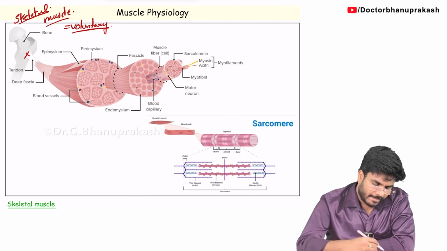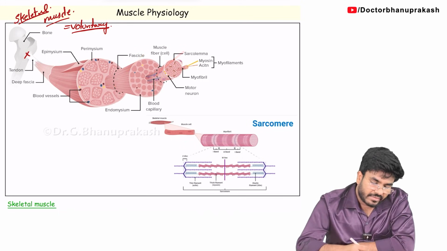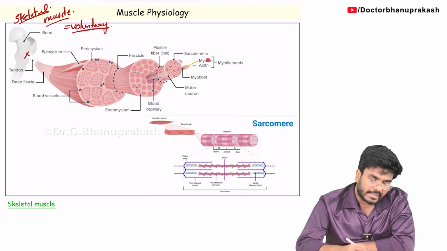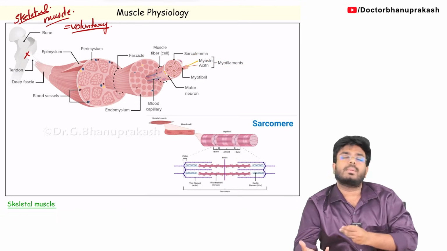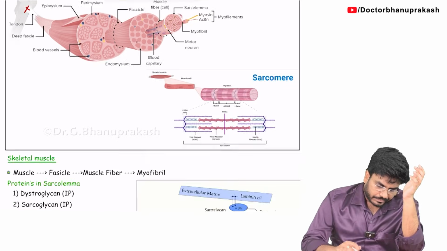So what is the order, guys? Muscle. Within the muscle, fascicle. Within the fascicle, muscle fiber. Within the muscle fiber, myofibril. Myofibril is made up of actin and myosin, called microfilaments or myofilaments. So this is the order.